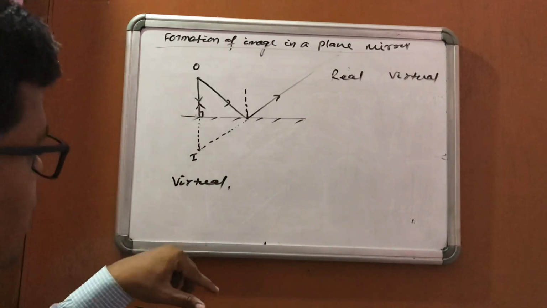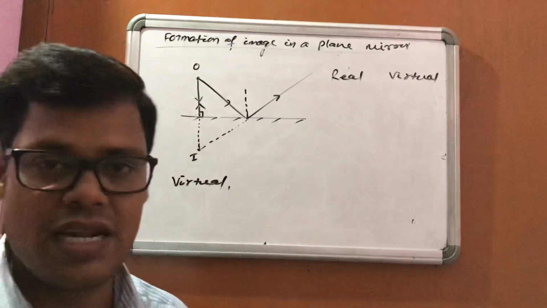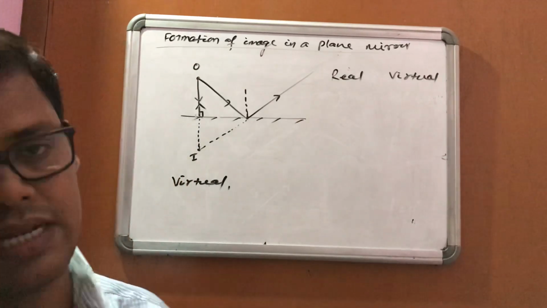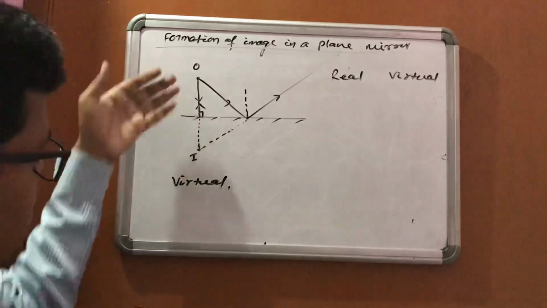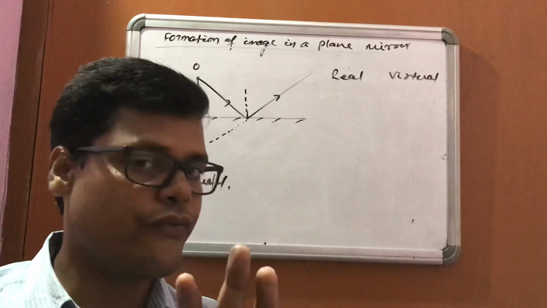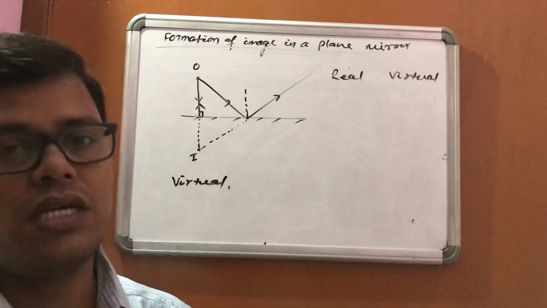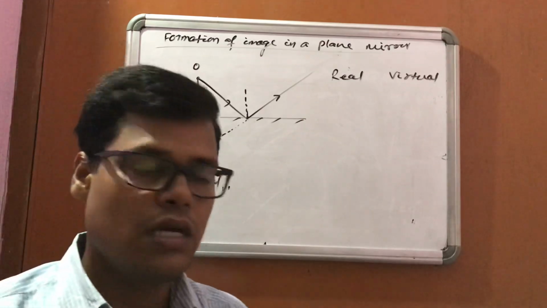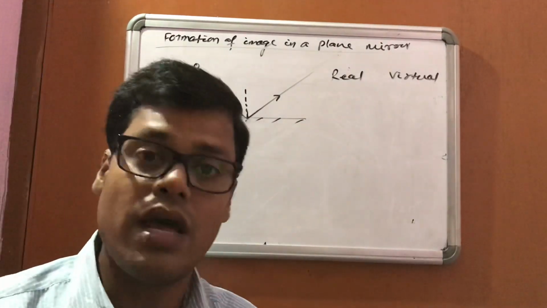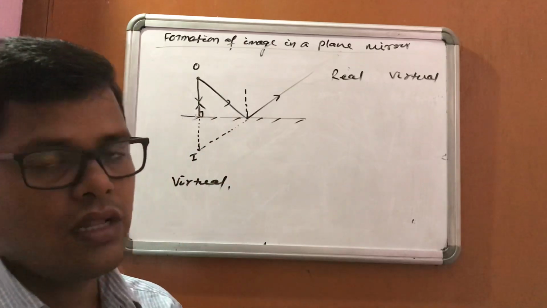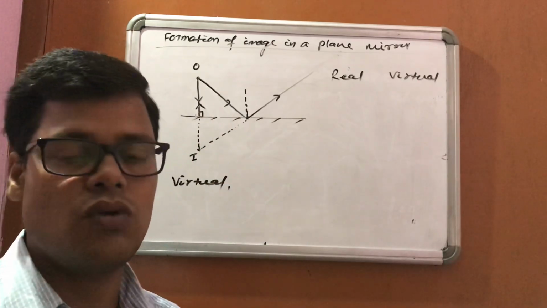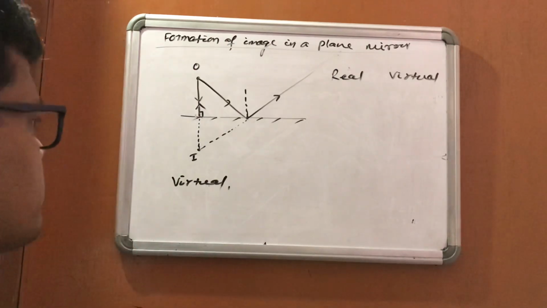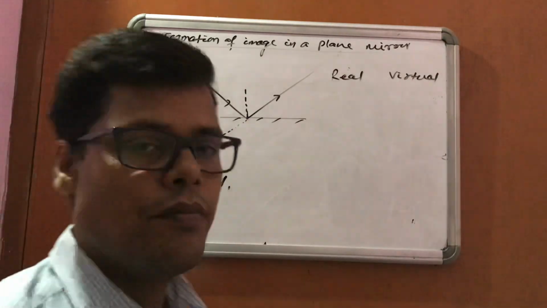Third, lateral inversion takes place. Lateral inversion means the right hand side seems to be the left hand side and the left hand side seems to be the right hand side. Then the size of the object and image are equal. So there are four properties of the image formed by a plane mirror. First, it is virtual and erect. Second, it is the same size as the object. Third, it is formed behind the mirror as the object is in front of it, that means the distance of the object from the mirror is equal to the distance of the image from the mirror. And fourth is lateral inversion. So this is the image formed by a plane mirror.